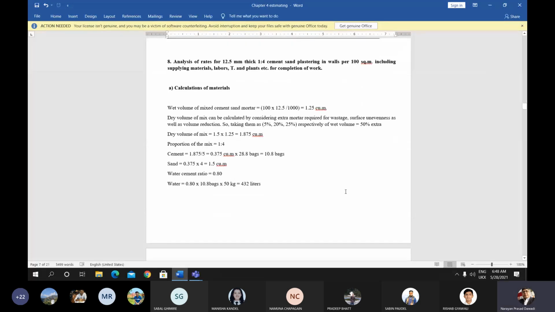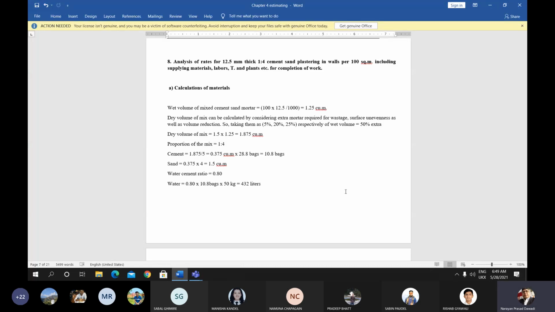Analysis of rates for 12.5 mm thick 1:4 cement mortar plastering in wall for 100 square meter, including supplying material, labor, tools, plants and equipment for completion of the work per 100 square meter. Plastering per 100 square meter using cement mortar in 1:4 proportion. The thickness of the mortar is 12.5 mm given here. If you are not provided with the thickness in the examination, you can take 10 mm, 12.5 mm, or 20 mm also.